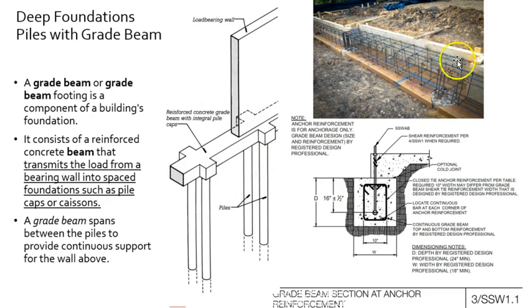Here's a grade beam waiting to be poured. And here's the detail of a grade beam. So here's the concrete grade beam. Here's the reinforcement in black, reinforcement that's been embedded into the grade beam and that is extended above the grade beam and connected to the slab. So here we have walls sitting directly on grade beams. Here we have a slab sitting on a grade beam.